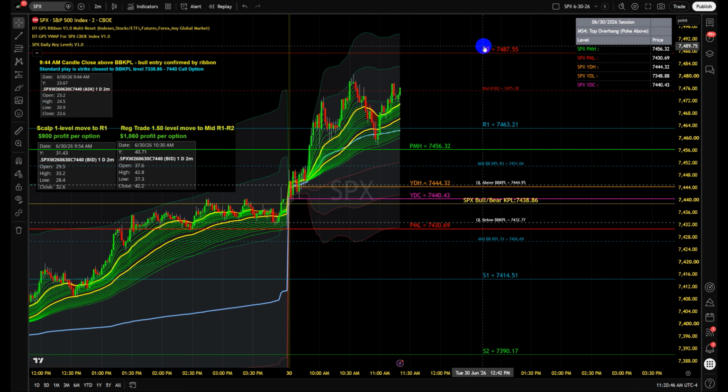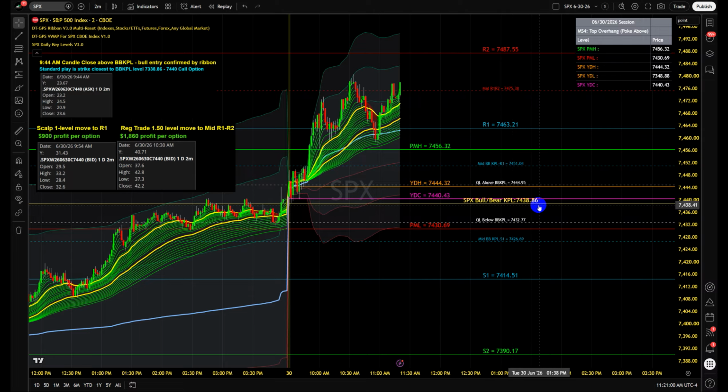We're simply going to go to the extreme of the lotto option plays next. As far as stop losses on the trade, you can either use the tight stop loss, which is the QL level below the level that you're taking the bullish trade on. So in this case, that would be the QL below BBKPL. The standard stop loss is the first midpoint below the level that you're basing the trade on. In this case, the mid BBKPL S1, which is this level here. As you can see, in either case, neither stop loss was close to being breached in this particular trade.